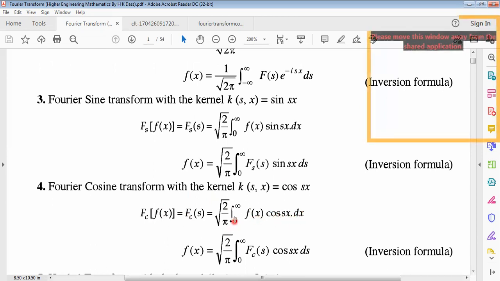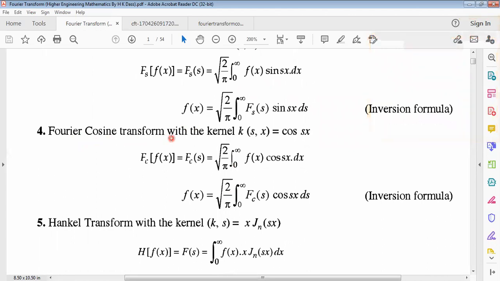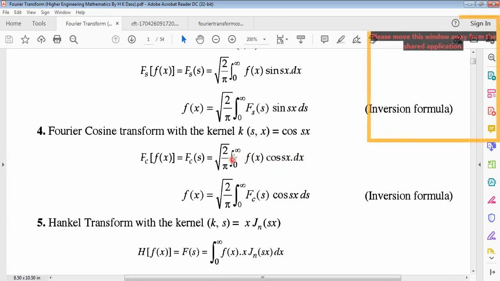Actually, this 0 to infinity, where our main formula has minus infinity to plus infinity: by using the properties of definite integrals, you must know that minus infinity to plus infinity can be represented as 0 to infinity by multiplying with 2. So after multiplying with 2, this constant changes to root over 2 by pi. So the Fourier cosine transform, similarly, we can write as integral from 0 to infinity of f of x cos sx dx. This is with respect to x.